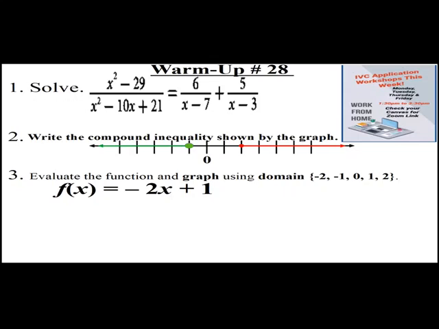For number 2, we have write the compound inequality shown by the graph, and it's a number line. We have one graph starting at -1 pointing to the left, and the other graph starting at +2 pointing to the right. From there, we go to number 3, which says evaluate the function and graph using the domain -2, -1, 0, 1, and 2. They give us the function f of x equals -2x plus 1. I'll give you some time for that. Ready, go.